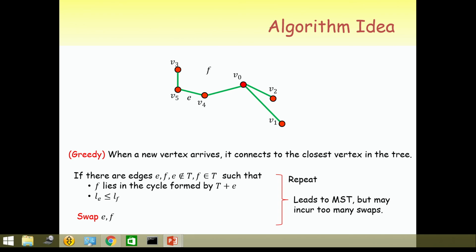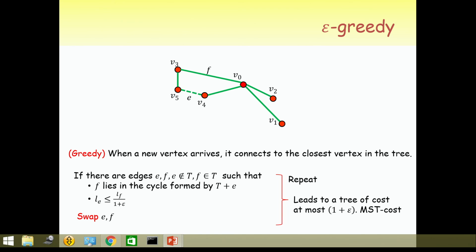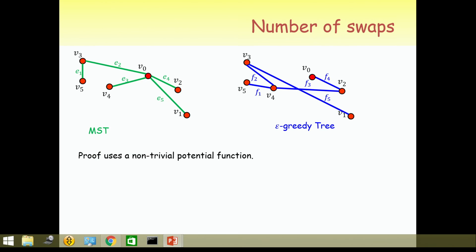But one can show that this would lead to a lot of changes. But now you can say that if I only want a p-test kind of result, let's say that you will swap E and F only if you get somewhat significant benefit. So only if the length of E is somewhat smaller than the length of F. And if you keep on doing this, it's possible to show that you will get a tree whose cost is within 1 plus epsilon of the optimum. And the interesting thing one can show is that the number of swaps you are making is only constant per arrival. So here's one slide idea of the proof.